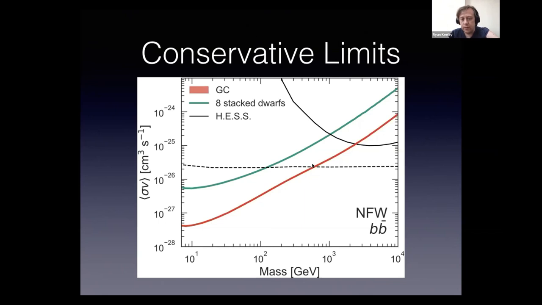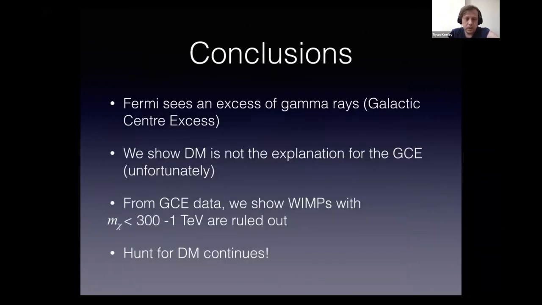No amount of variation in the various backgrounds, no variation in even the template of the dark matter. So the point being that WIMP dark matter is, I guess, on the ropes, as it were. Basically from the GCE data, we show that WIMPs with masses less than a few hundred GeV are ruled out. And so I would then say that WIMPs basically can't be the dark matter. And so the hunt for what actually is the dark matter still continues.